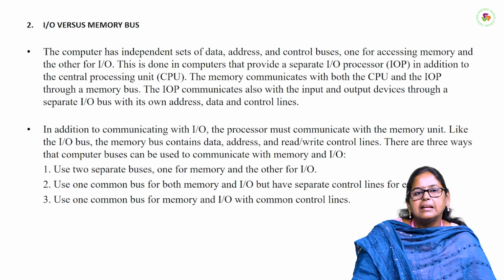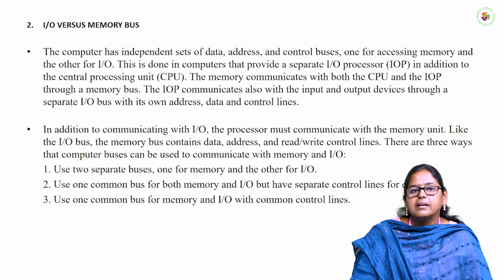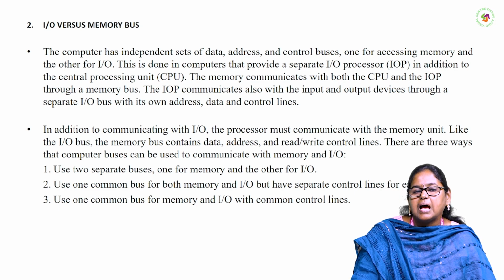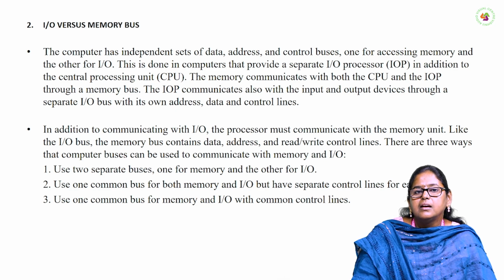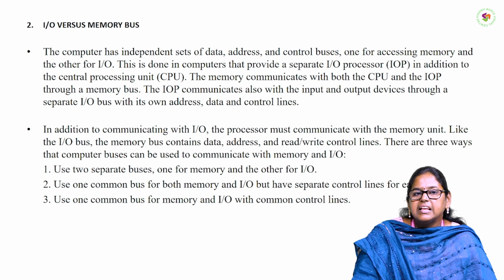And the second thing which we are going to be discussing is IO versus memory bus. Here the processor should communicate with the memory, and the processor should also communicate with the IO devices. We know already that the processor will be communicating with the IO devices through the IO bus. In the same way, we have the memory bus, which is especially meant for communicating between the processor and the memory module. Then there are 3 different ways in which the CPU communicates with the memory and the IO devices.